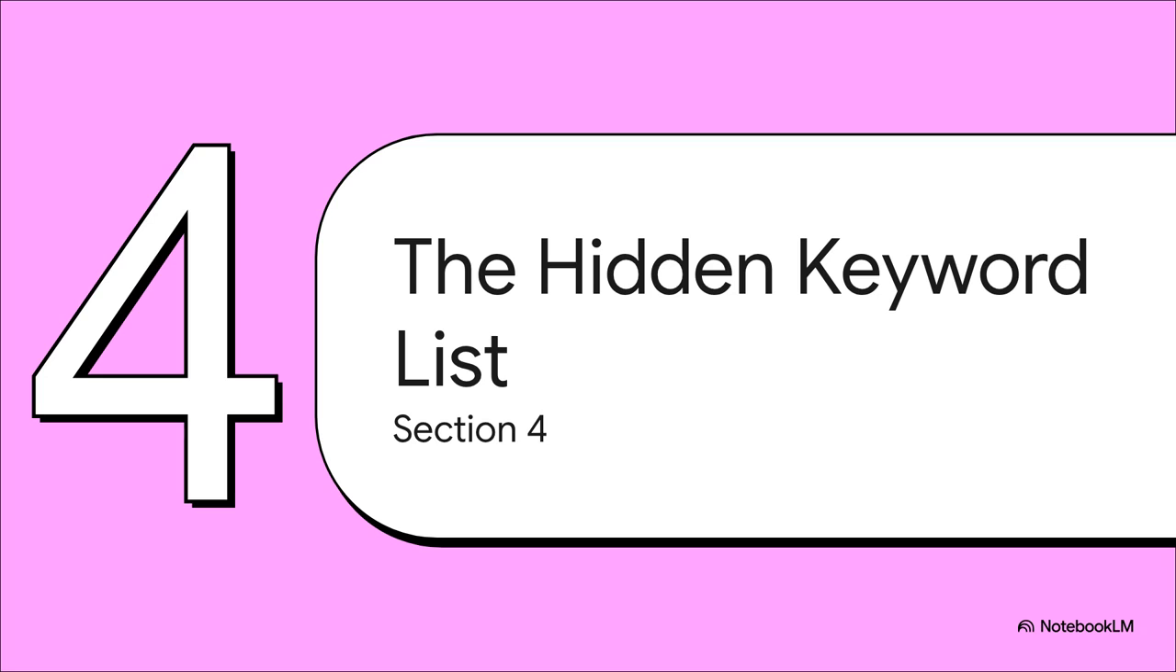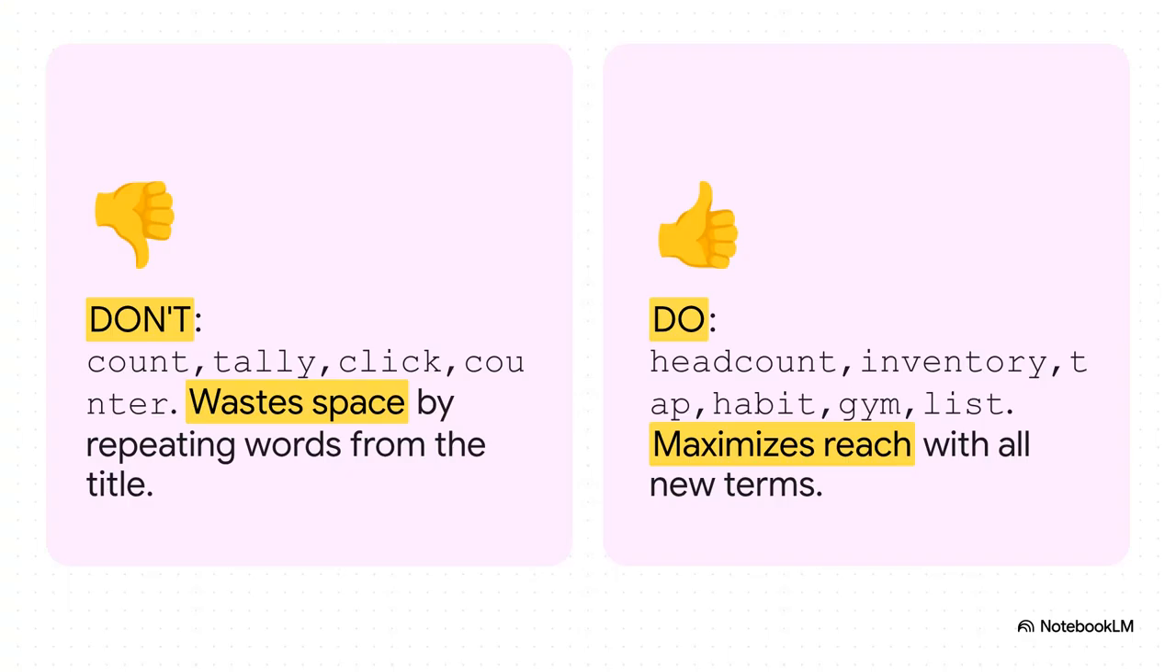This is so cool. Beyond the text everyone sees, Apple gives you a secret weapon. It's a private 100-character keyword list. Your users will never see it, but the search algorithm reads it loud and clear. Now listen up, because this is the number one rule here. Do not repeat any keywords that are already in your title or subtitle. The algorithm already knows about them. This space is for new words only.